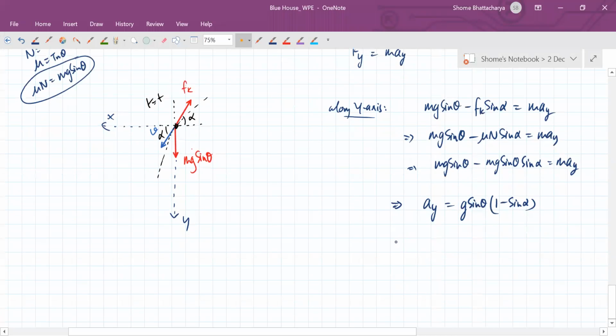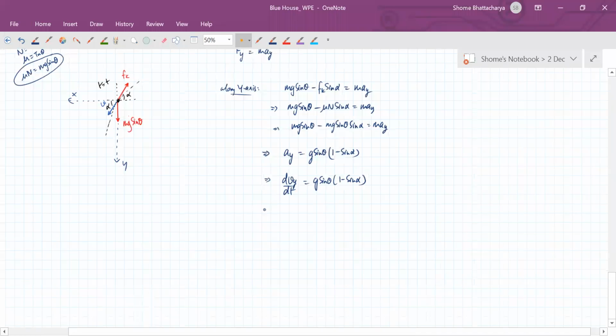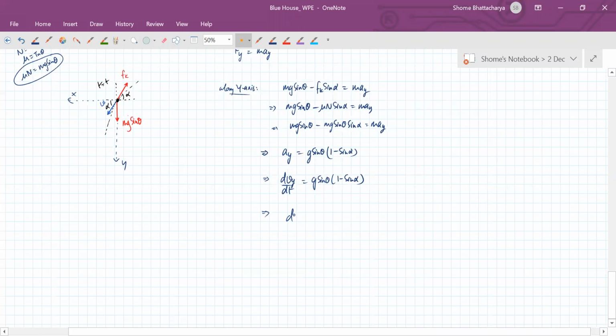Now y component of acceleration is basically what? It is rate of change of y component of velocity. So this is this. Okay. So next step, we can now integrate this term. So dvy is equal to g sine theta into 1 minus sine alpha dt.